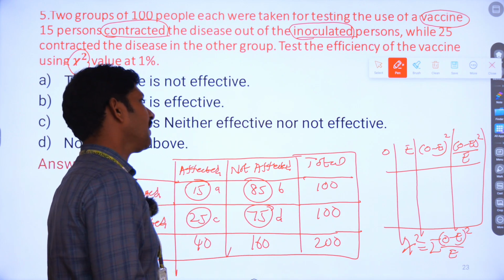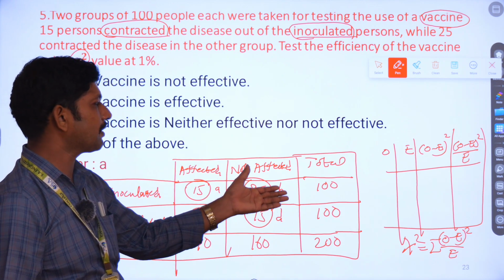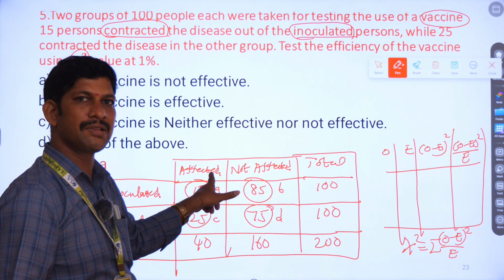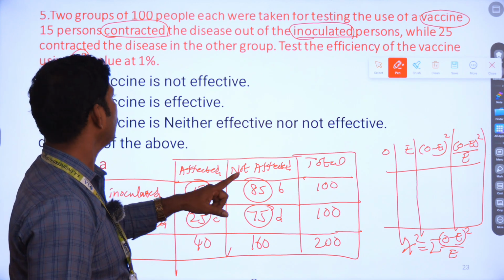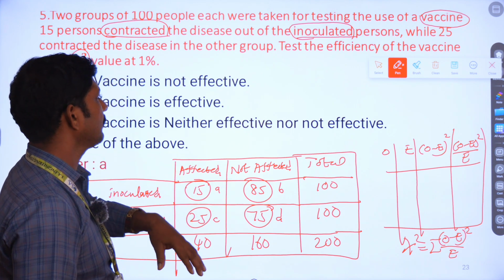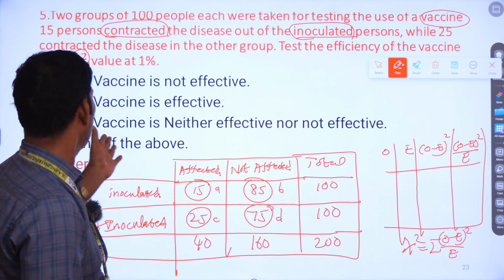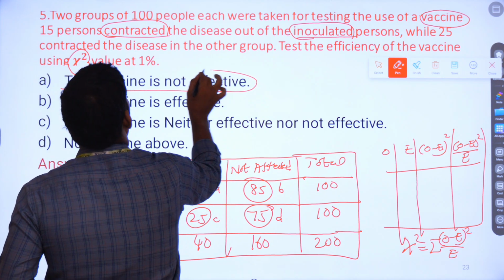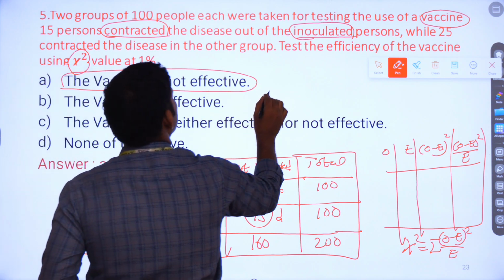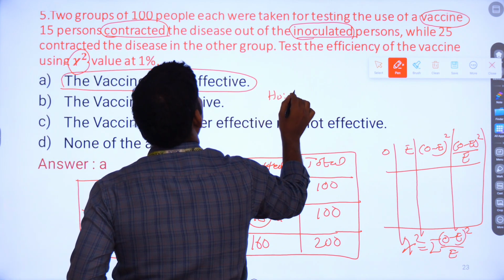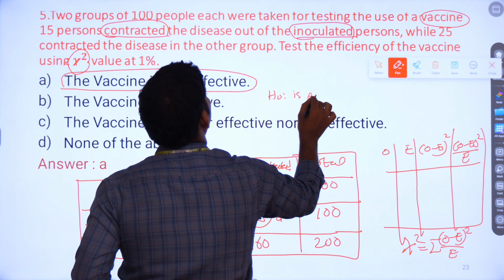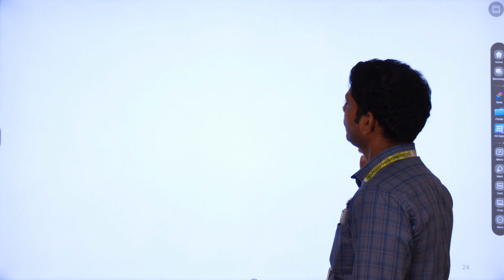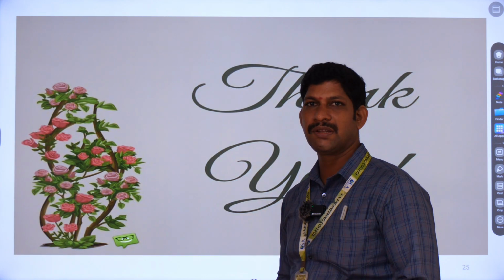After getting this chi-square value, we compare it with the table value. For 2 rows and 2 columns the degrees of freedom is 1, at the 1% level. Checking with the previous concept, we find the vaccine is not effective, that is, H0 is accepted. So the final solution is that H0 will be accepted. Thank you, we will see the next session.